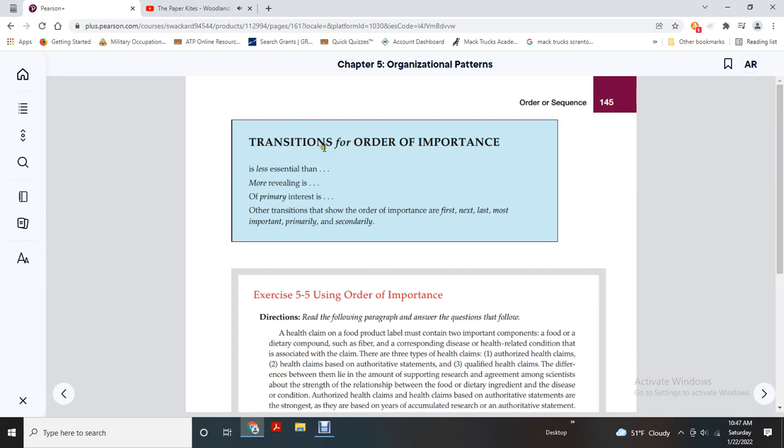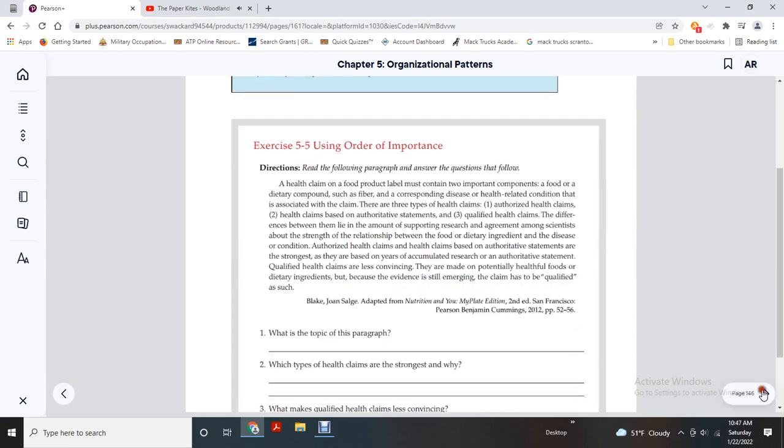Transitions for order of importance are: less essential than, more revealing than, or of primary interest is. Other transitions that show importance are: first, next, last, most important, primarily, and secondly. Those show order and importance. The exercise 5 we'll skip.